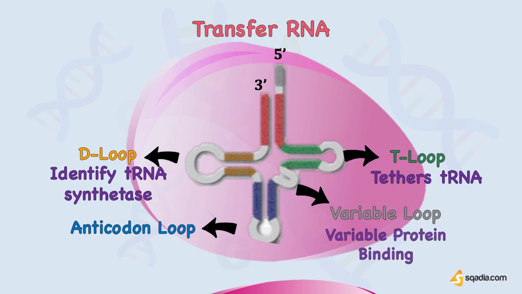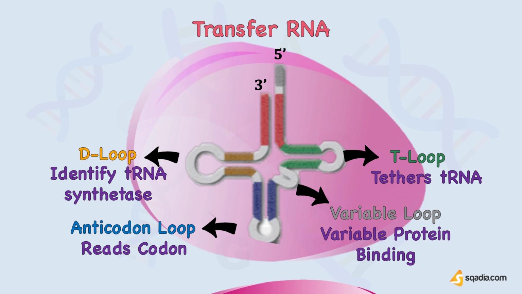Variable loop, as the name suggests, is where variable proteins bind, so it is not important to talk about in translation. The anticodon loop is mainly responsible for reading the codon from messenger RNA and then converting it into its complementary nucleotides. Now the anticodon will also exist in the form of triplet codes that we have discussed in messenger RNA.